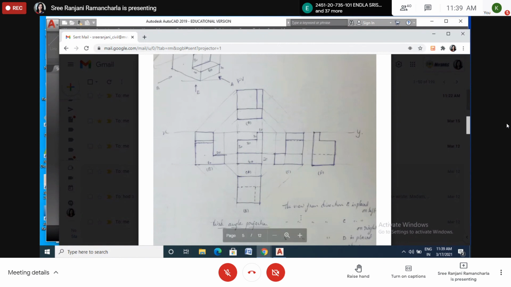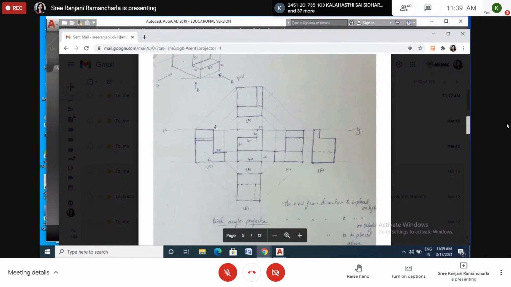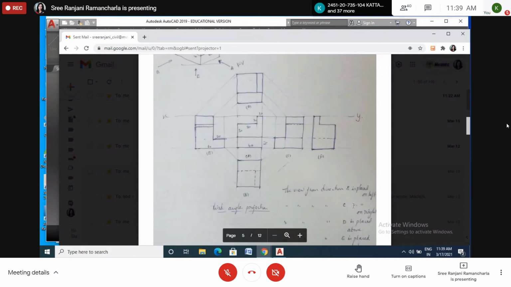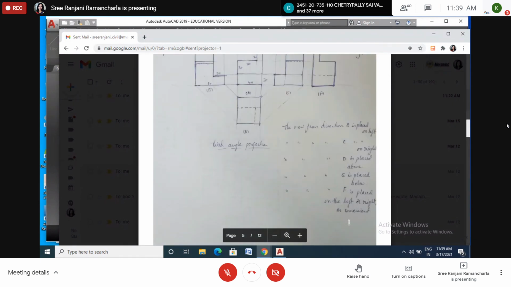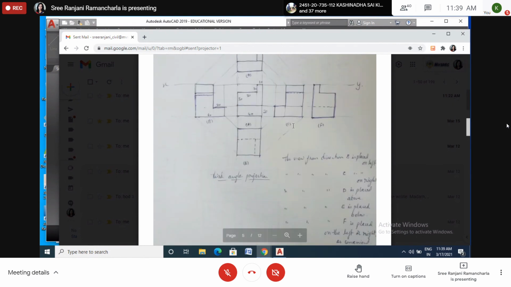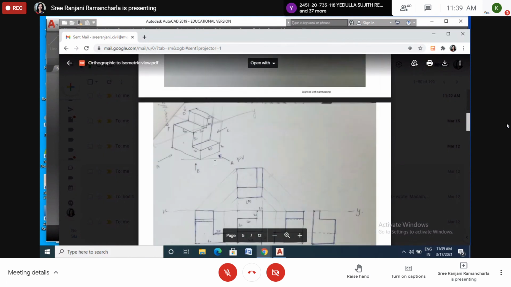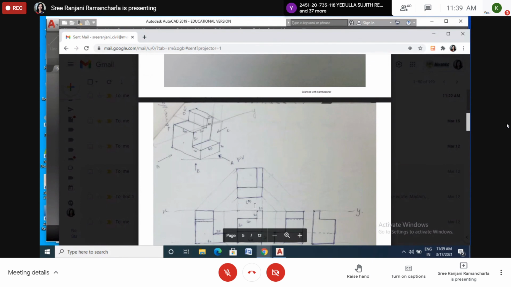Okay, so the view from the direction B is placed on the left. The view from the direction B is placed on the left, and the view from the direction C is placed on the right. So everything is written here. Okay, so please do this one. This will be very easy compared to all types of projections till now, from the projection of point till now. So this one is isometric projection to orthographic projection. In our syllabus we have orthographic projection to isometric projection.